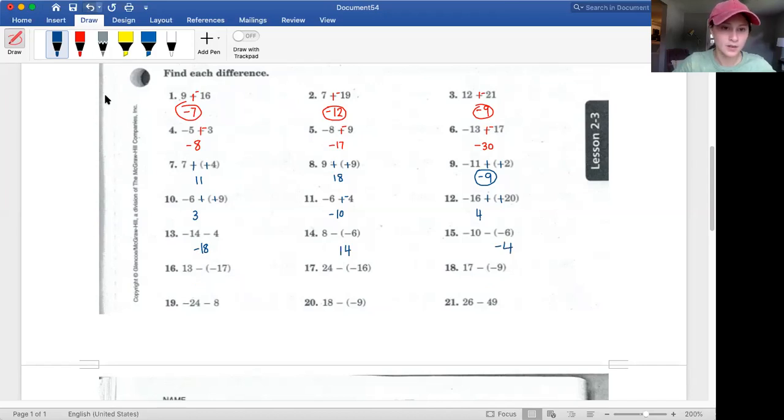Sorry. 16, this would be 30, 40, 26, -4. And then this is -32, 27, -23. Okay, those are the answers.